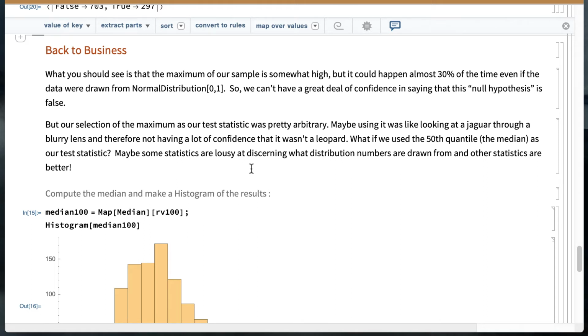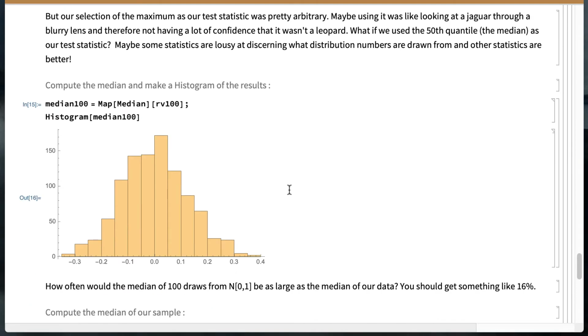So maybe, though, the reason that we're not able to disprove that null hypothesis that our data is coming from N01 is because we're using a lousy statistic. Maybe it's like we were looking at the jaguar through a blurry lens and therefore saying, I don't know, it might be jaguar, might be leopard, who knows. Maybe there are other statistics other than the max that are more powerful at picking up things that aren't drawn from N01 or otherwise. So let's try another statistic.